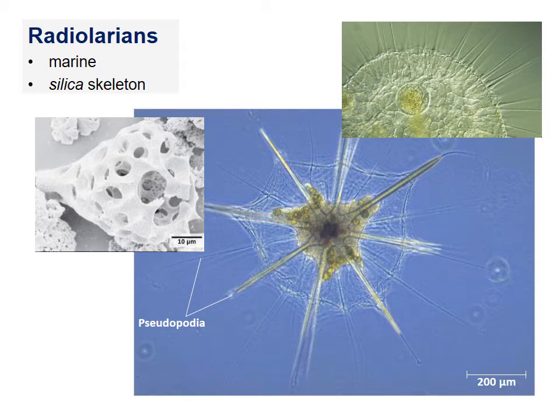Pseudopods sticking out, swimming, feeding, floating, all that cool stuff. Radiolarians tend to look more roundish than the other ones, and I think that's where they got their name, radial or radio. I don't think they transmit a radio station, so I don't think it's that.